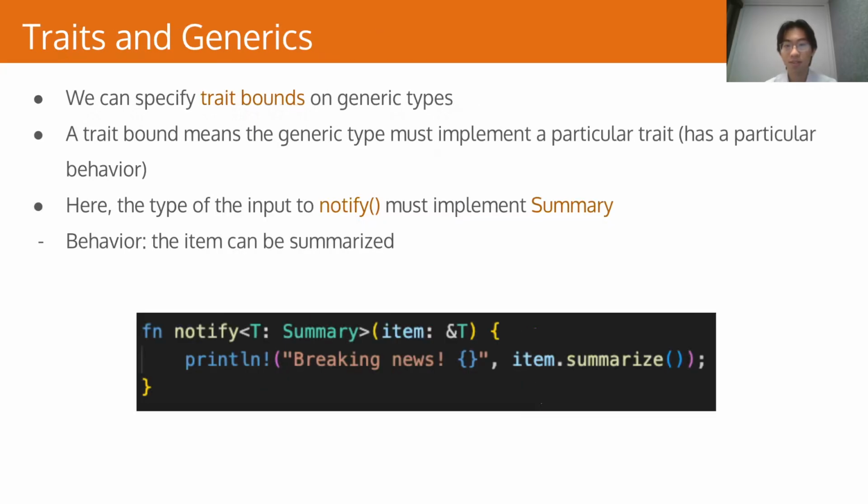So we can also specify trait bounds on generic types. That means that the generic type must implement that particular trait to be able to be used. So for example, here we have notify, a function which takes a generic type T, which has the Summary trait, right? And the reason we need to specify this bound is because we want to call item.summarize inside the function. So if this bound didn't exist and it just allowed any T, we wouldn't be guaranteed that it has a summarize function, right?